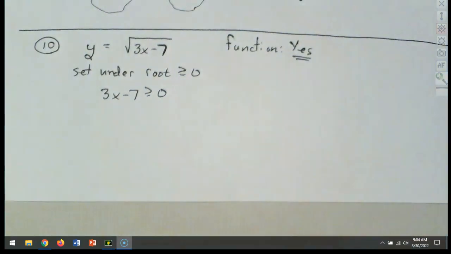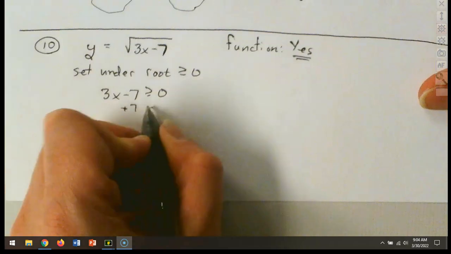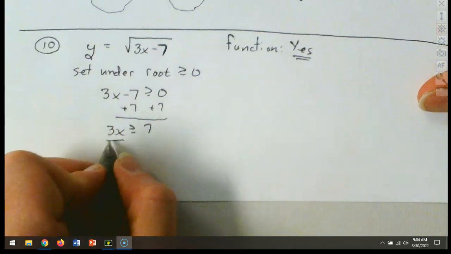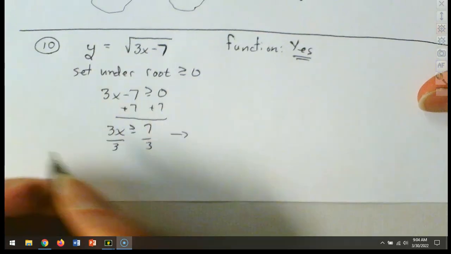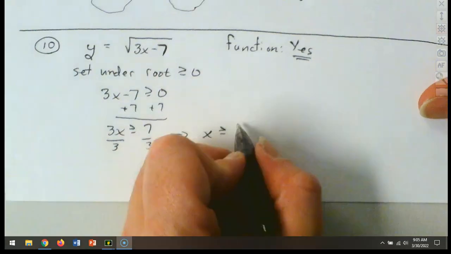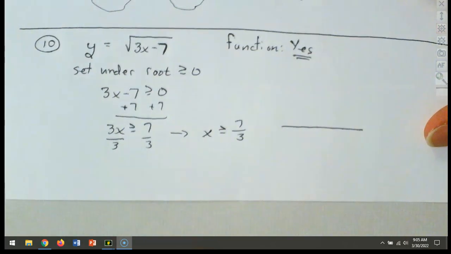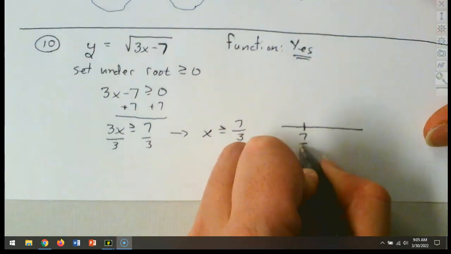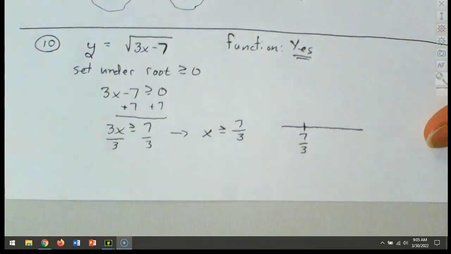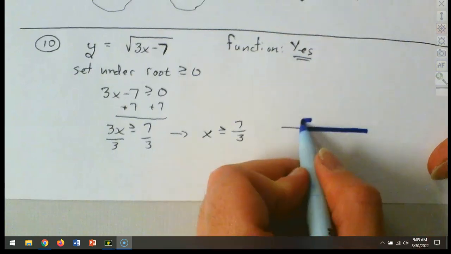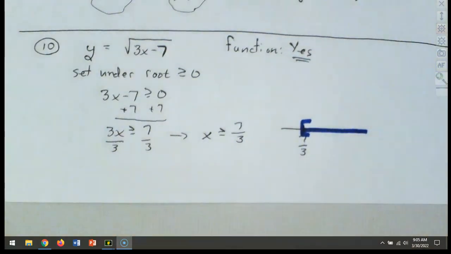And now we're left with an inequality that we can just quickly work through. So move things around. Add your 7. 3x is greater than or equal to 7. Divide by your 3. And we now have x is greater than or equal to 7/3. I like to put them on a number line. So here's my 7/3, pointing to the right. So we shade to the right. We use a square bracket here. And now we can get the domain.